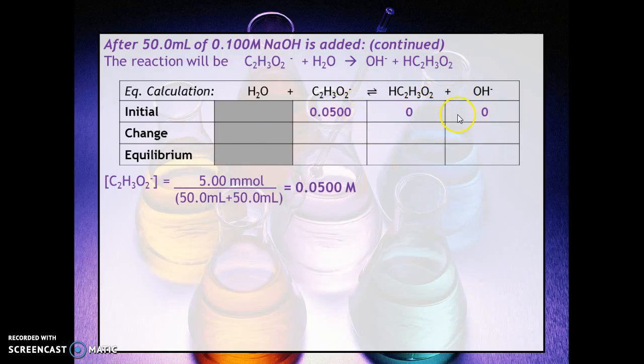Why is it going to produce these things? Because this acetate stole a hydrogen from my water in order to get back to how it wants to be, which is being acetic acid. When it stole that hydrogen, it left behind a hydroxide. So ironically, when we made an acid, we released a base. Remember, everything in chemistry is backwards.